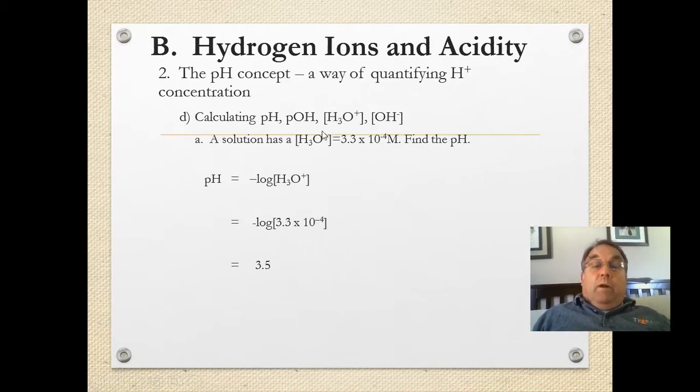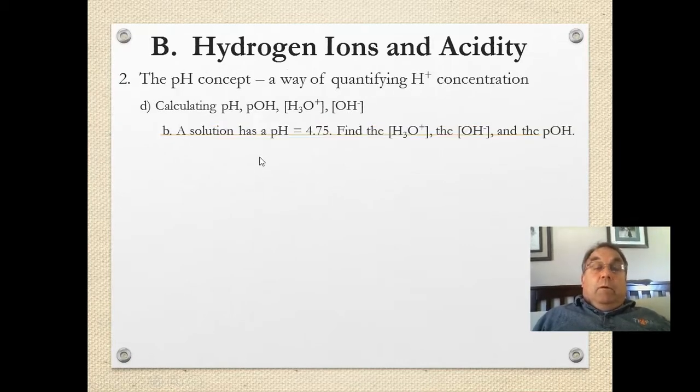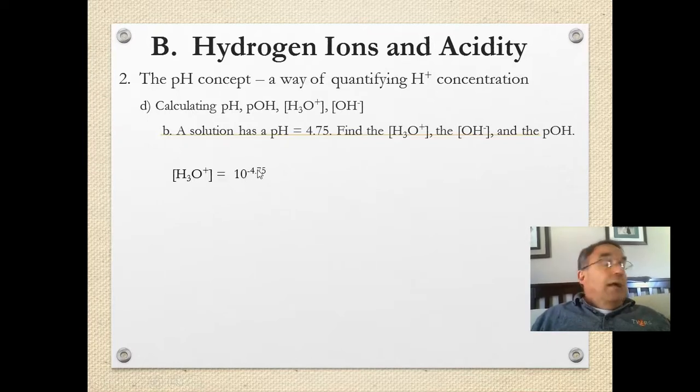Now, if you know one of these things, you should be able to find all of them. So here's a solution with a pH of 4.75. Find the other three quantities. Okay, so we know that pH is the negative log of the hydrogen ion concentration, or hydronium concentration. So the hydronium concentration is merely 10 to the negative pH. And if the pH is 4.75, then we just take 10 to the negative 4.75.